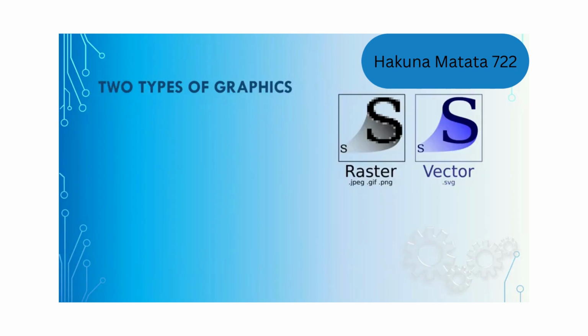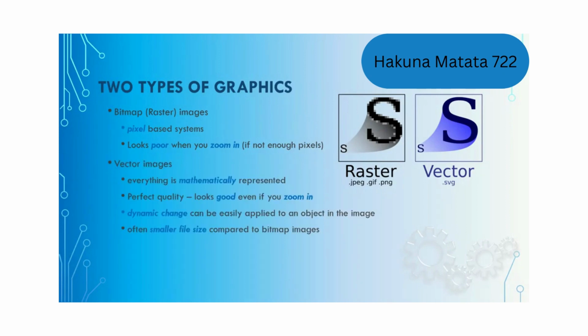So on computers, there are two types of graphics that we can use. The first type is bitmap image. It's based on pixels. So if you zoom into the image, you will see all the pixels within the image. The second type is vector image. For vector image, basically all the objects inside the image are represented mathematically using equations.